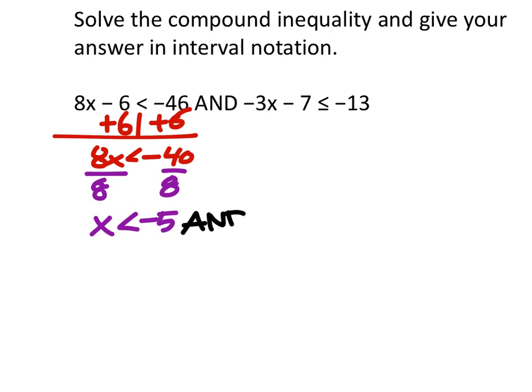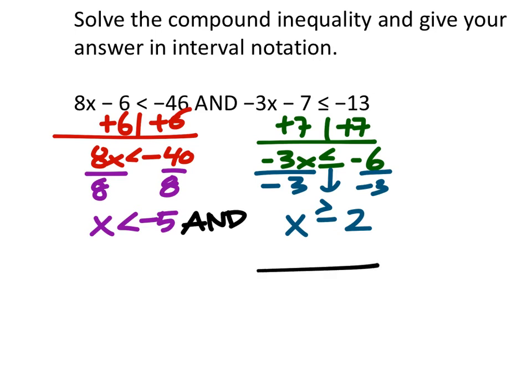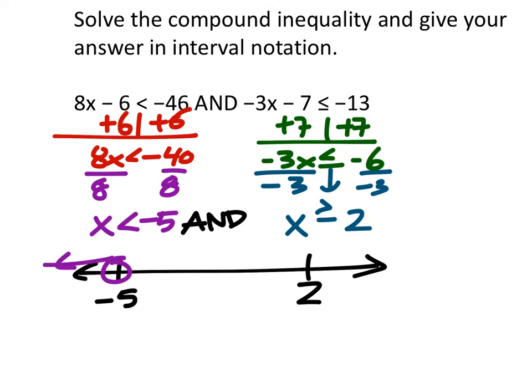And over here, I'm going to add 7 to both sides. And now I will be dividing by negative 3, which will flip the inequality, right? So I've got x is greater than or equal to 2, which I can graph. Add negative 5 and 2. Negative 5 is an open circle. It's not eating the x, so it goes to the left. And at 2 it's a closed circle. Eating the x, so it goes to the right.